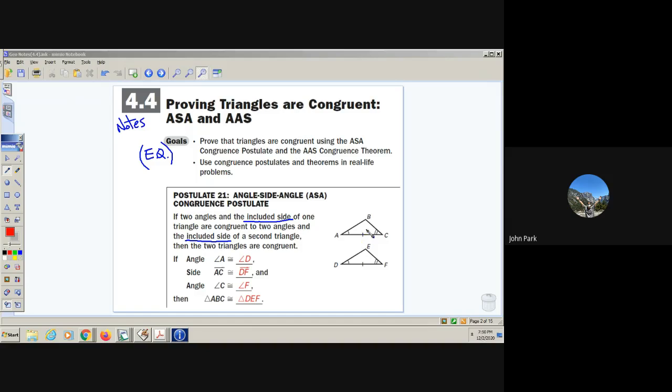Now notice the important thing here is the location of that side has to be between the two angles, right? It's not about AB, it's not about the side BC, but it's about AC, which is between the two angles A and C, right? Same thing here. It's between the angles D and F. And so those two included sides between the two angles that are congruent must be congruent also in order for the angle side angle to work, all right? So that's the other shortcut way.